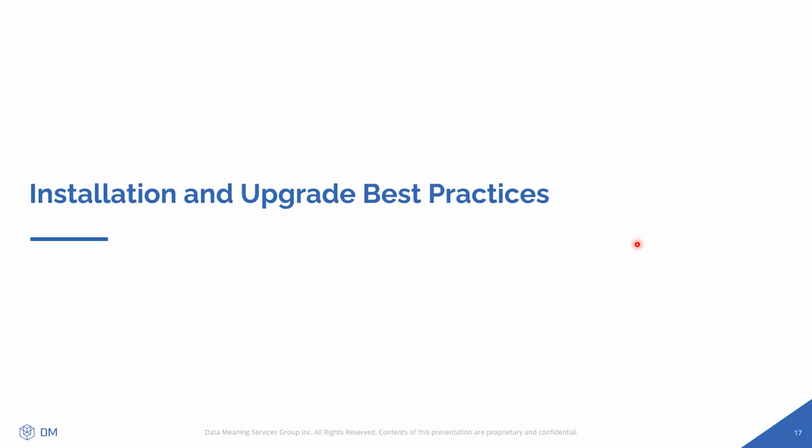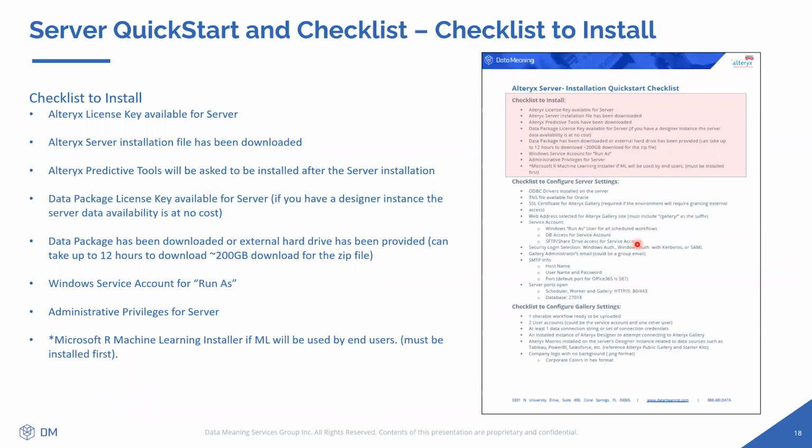Okay, so the first thing is a checklist to install. Before the installation, make sure that you have the license key available, right? If you don't have the license key, you will not be able to run the server. You'll be able to install, right? But if you have the installer but don't have the license key, the service will not run.